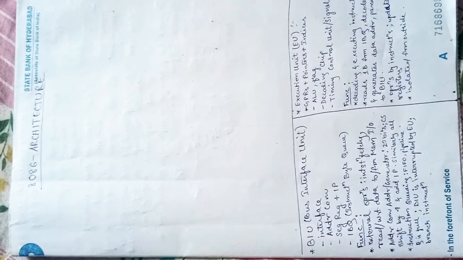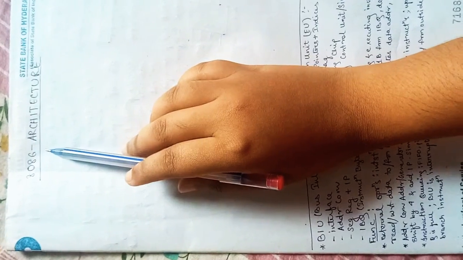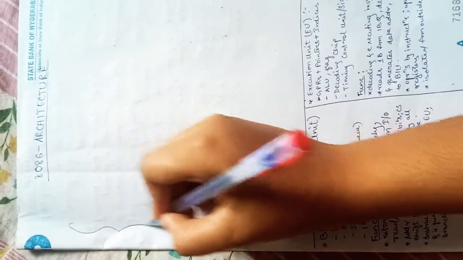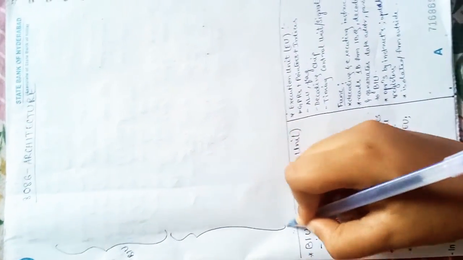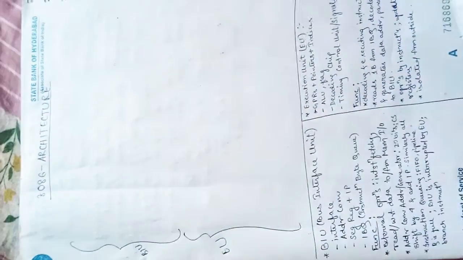Architecture of 8086, or what is the internal structure, or how does 8086 look like, what are the registers, how are they arranged, we will see in this video. So mainly 8086 is divided into two parts. First is the BIU or bus interface unit, and second one will be our EU or execution unit.